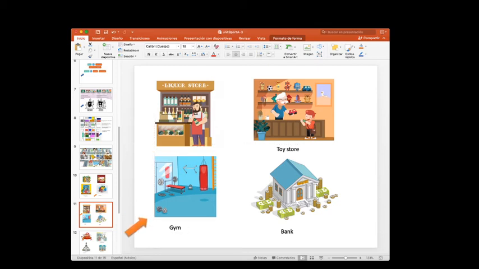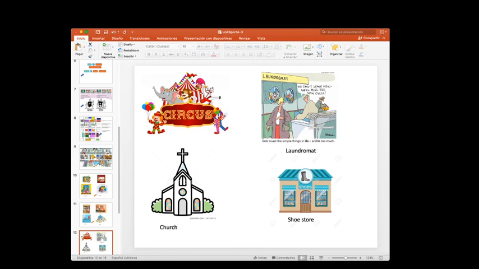Okay, here where you are doing some exercise or workout, this is the gym. And if you want to buy some toys, there is toy store. Okay, toy store like Juguete Bici and things like that. Okay, where you save your money is the bank. Okay, this where appear the clowns and elephants, lions, horses, and things like that. There is a circus.